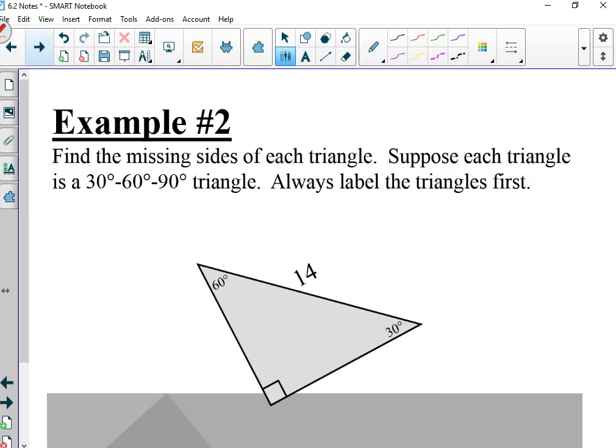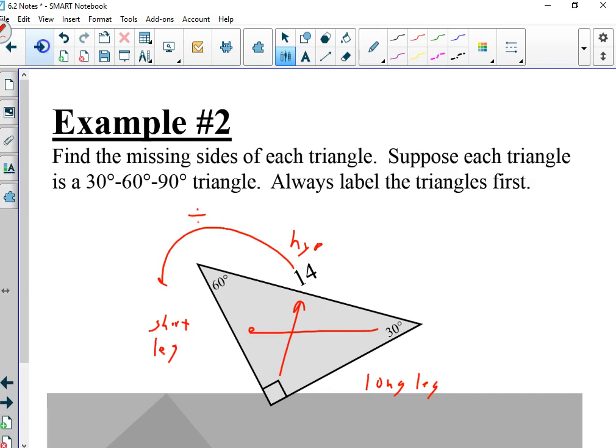So, example 2. Well, this is our hypotenuse, isn't it? And 30, this is our short leg. And that means this is our long leg. Now, we're going the opposite direction. So from here, since we're going to the shorter one, we're going to divide by 2, which means this is 7. Once we know that, we bounce back over here and multiply by radical 3, and that gives us 7 radical 3. We always want to try to get that short leg.